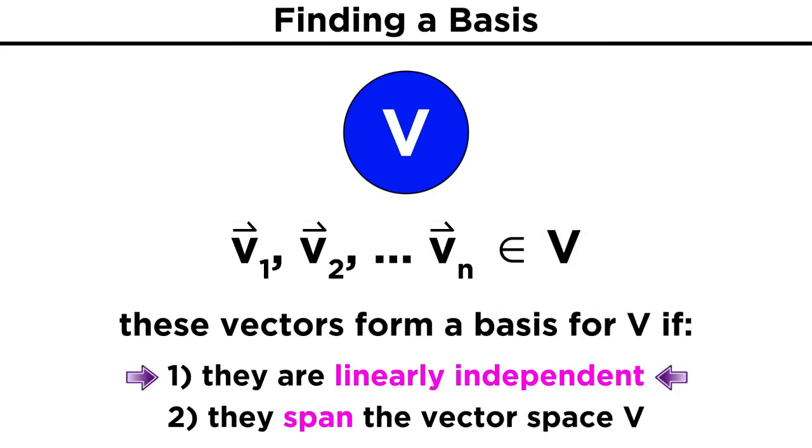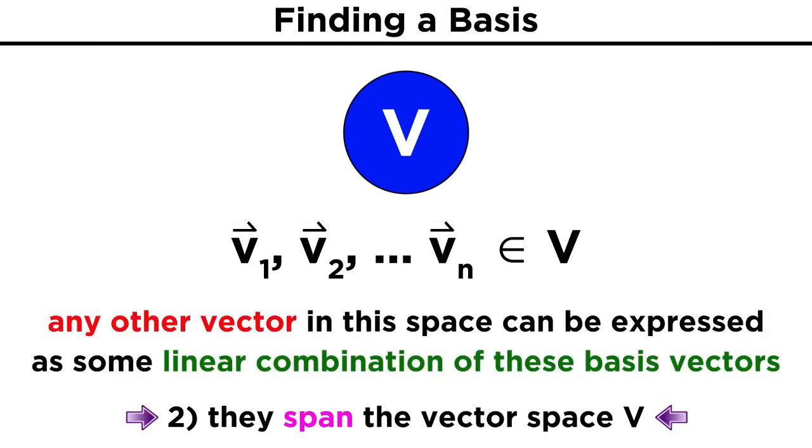We've gone into detail about linear independence already, so here we can just focus on the part about span. This requirement says that the vectors v1, v2 to vn can be combined in some linear combination to express any other vector in the space V.